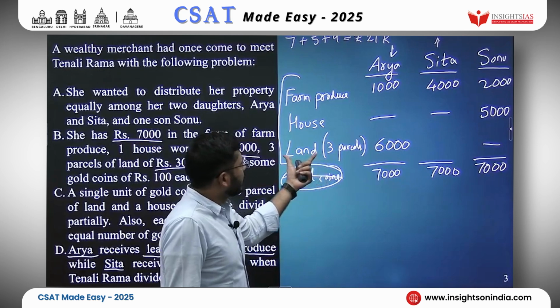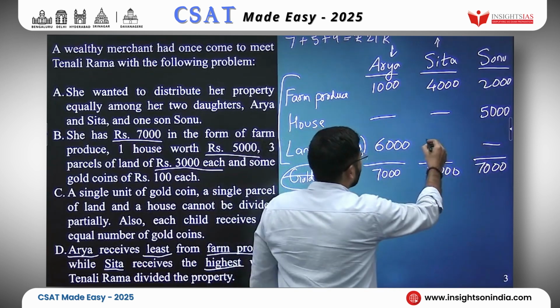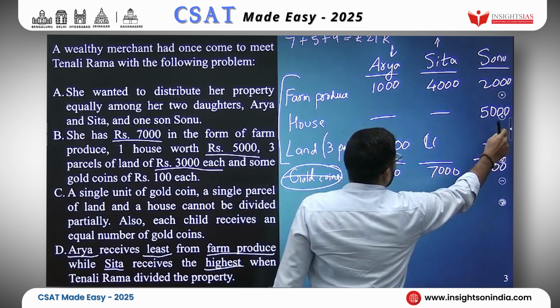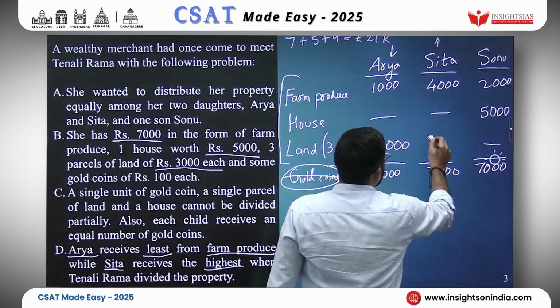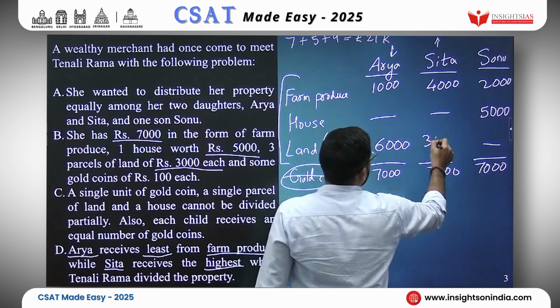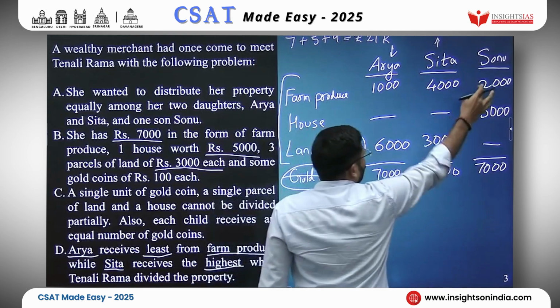And there are 3 pieces. She got 2 pieces of land. He did not get any. So only one was left, and its value is 3000. And who will get it? Sita will get it. If Sita gets 1 piece of land, its worth is 3000. 4 plus 3, 7000. 2 plus 5, 7000.